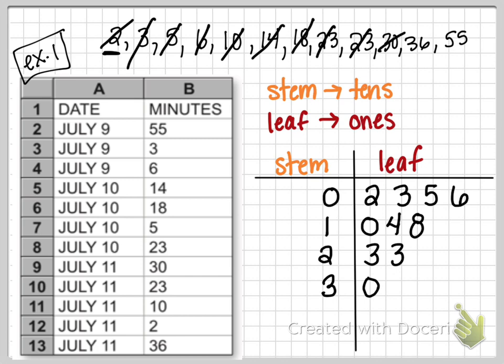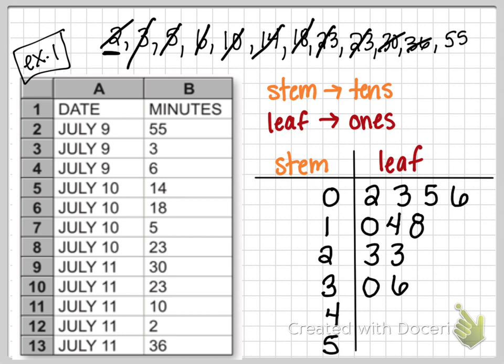Our stem is 3. Our leaf is 0. 36, our stem is 3. Our leaf is 6. Okay, we are going to put a placeholder 4 here. There are no values, there's no 40, there's no 41, but it shows us the distribution of the data, that there is a gap at that place. Okay?